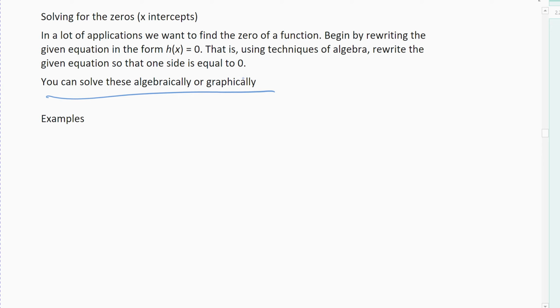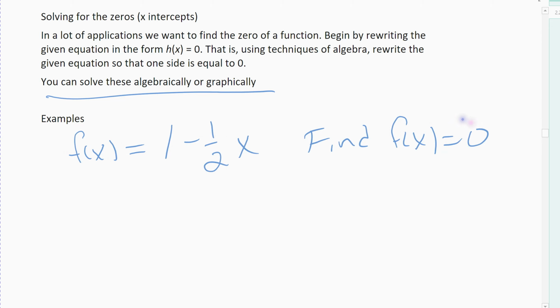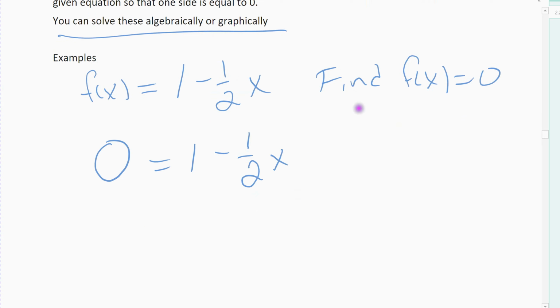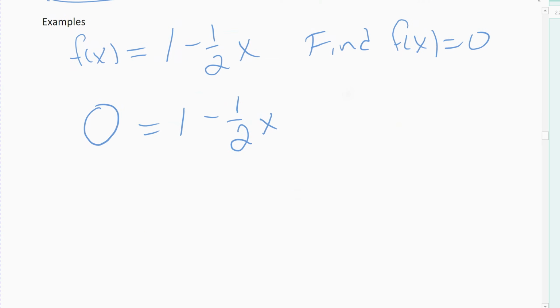All right, so I'm going to start off with the algebraic method. So suppose my function was 1 minus 1 half x, and I want to find the 0. So I want to find where my function equals 0. Well, the first thing is you set it equal to 0. 0 equals 1 minus 1 half x, and then we solve using our algebraic principles. I want to move, and you can move either term you want, I want to move the x term. I'm going to add my 1 half x to the other side. And so I get 1 half x equals 1.